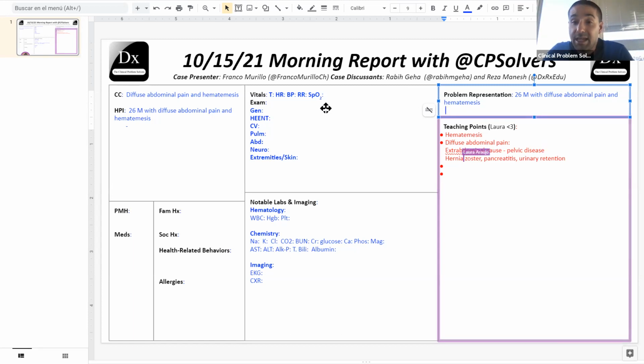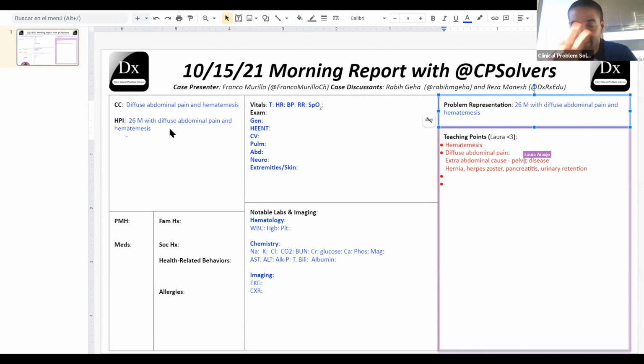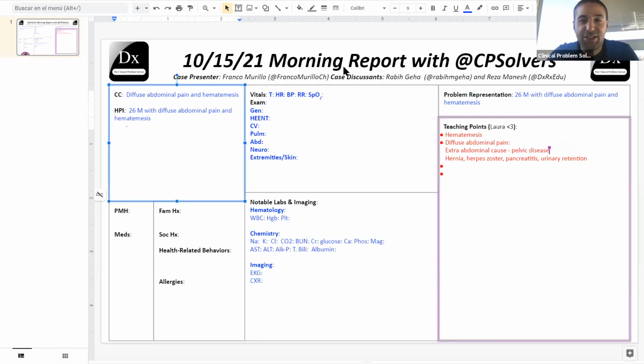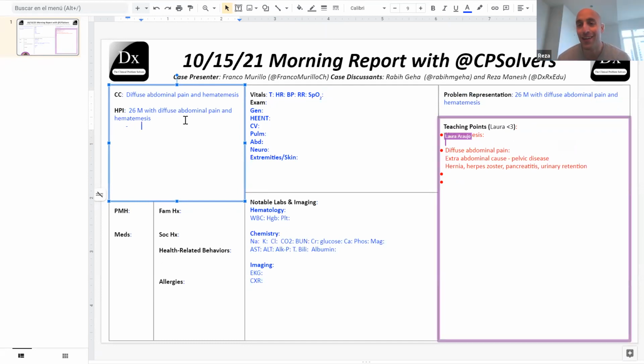But if the hematemesis is what dominates and the exam is mild, then I might just go down the hematemesis route and assume that the abdominal pain is from that. But that's an assumption that should be questioned if it doesn't lead us down the right path. And now I'll pass the mic to Reza to share how he approaches GI bleeds. Yeah, I don't know if there's going to be much magic here.